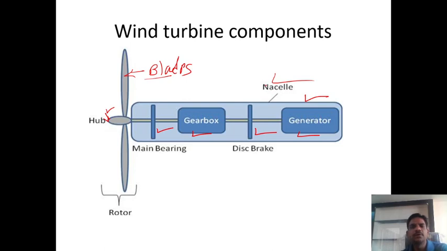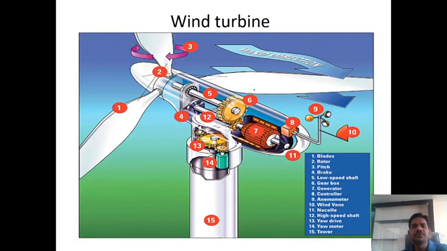Before that, let us observe some components in this diagram. Number one is the blades. These are the blades of the wind turbine. Number two is the rotor of the wind turbine. Number three is the pitch. Pitch of the blades means this complete system is nothing but the pitch of the blades, the angle of the blades.